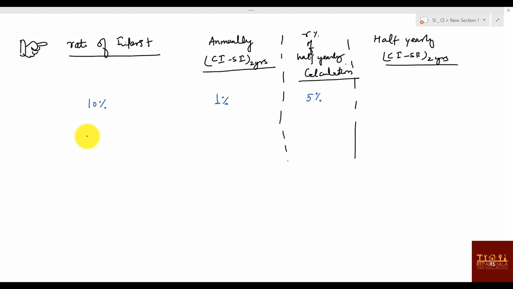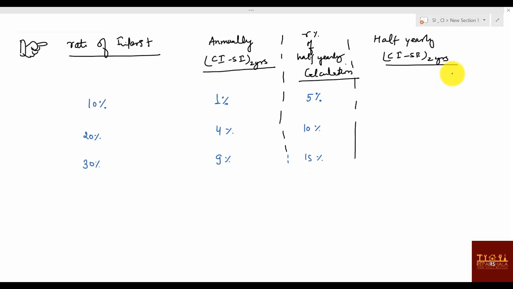Now let's look at 20%. This will be 4%. Already I told you, R square by 100. So this is 400 by 100, and it will give you 4. For 30%, you will get 9%. For the half yearly calculation, this will be 10% and this will be 15%.